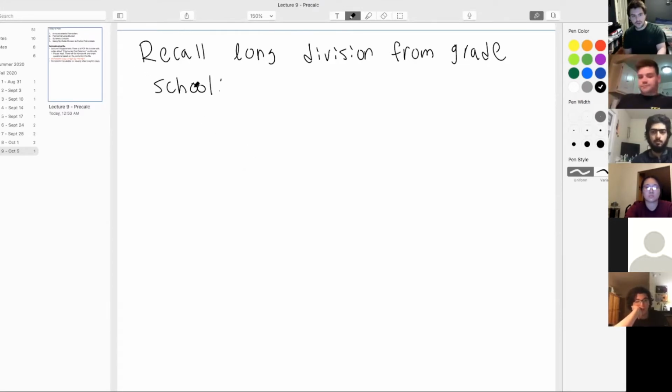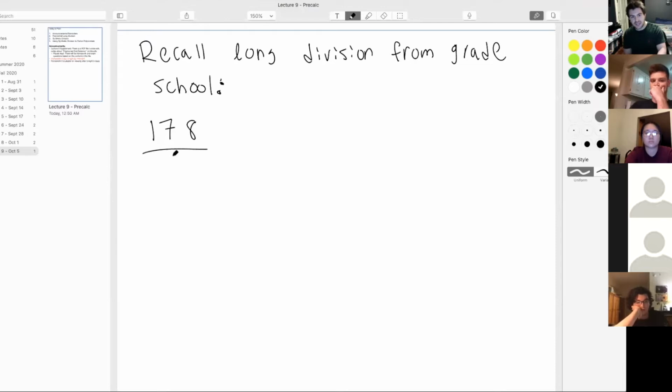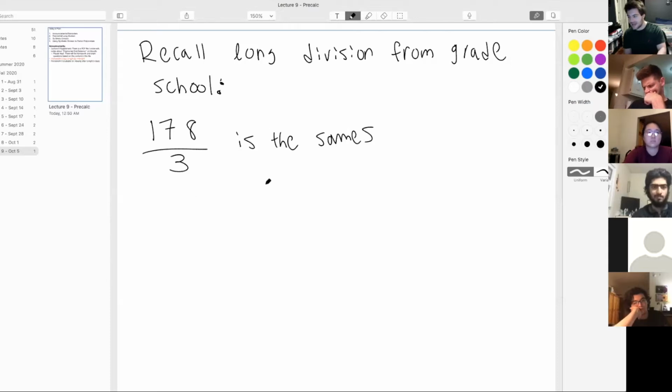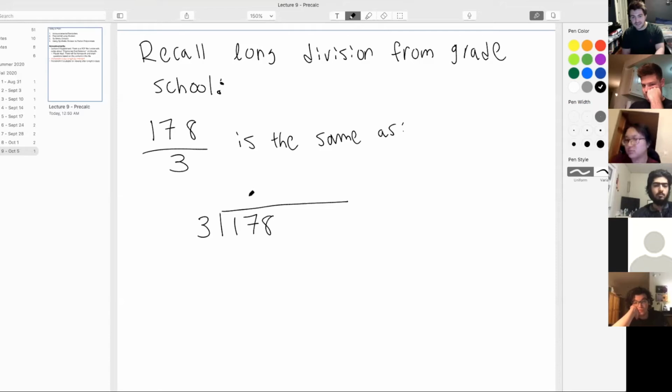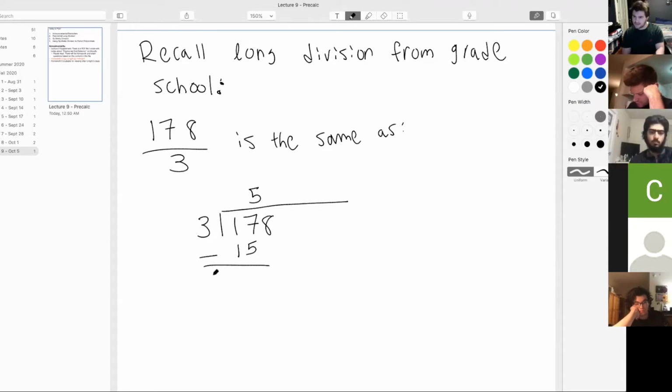In grade school, we learned that 178 divided by 3 is written like this: you write 3 and then put 178 under the symbol. This should definitely look familiar. You look at how many times 3 can go into 17 evenly, and the answer is 5. Then you do 3 times 5 and get 15, and then you subtract.